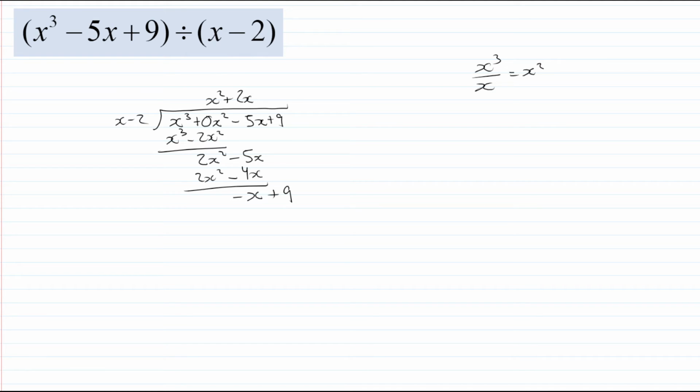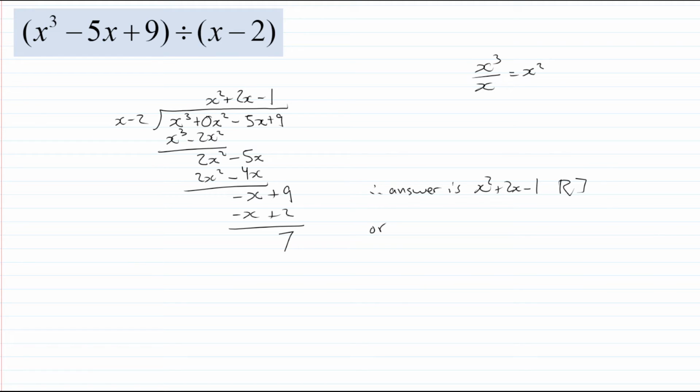And we can go one more step here. We'll take that negative x and divide it by x, and that gives us negative 1. So I'll write minus 1 up top, multiply that by our divisor, and that gives us negative x plus 2, and now we can subtract, and we get 9 minus 2 is 7. And we're done. This is a lower degree than our divisor, so we can stop. So we can say, therefore, our answer from this division is x squared plus 2x minus 1, remainder 7.